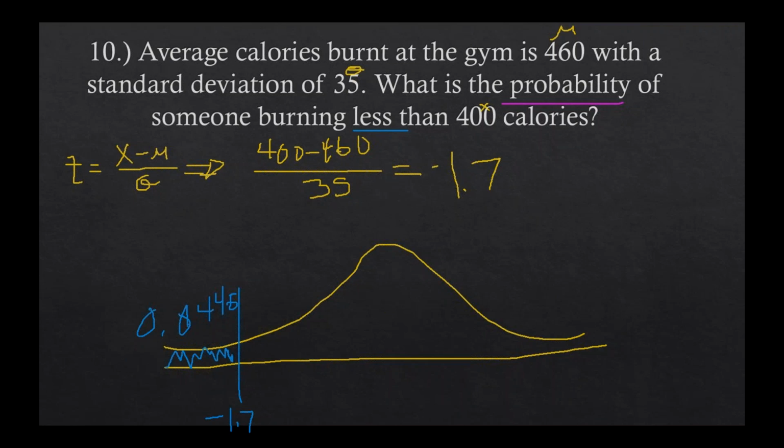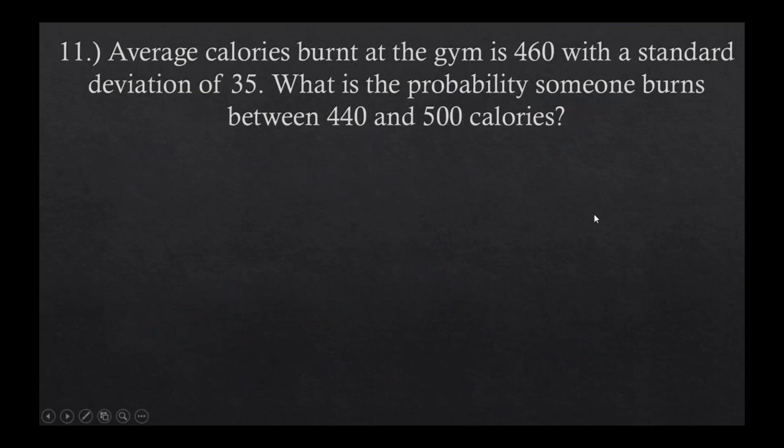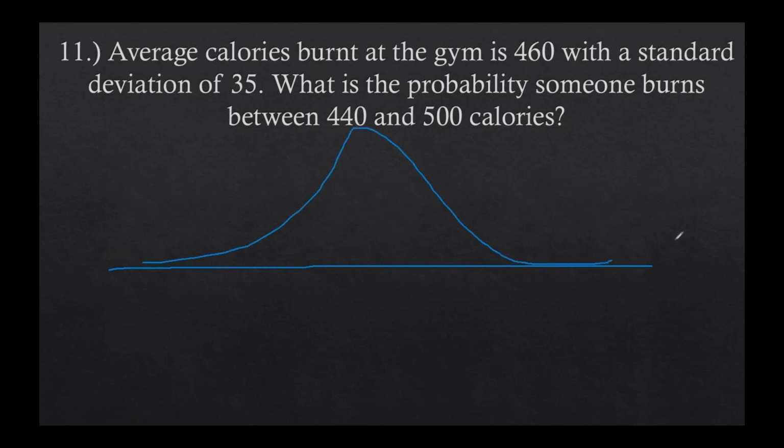Okay, I just have one more problem I would like to do, and this one is a little bit different. So I would like to do this one with you. The average calories burned at the gym, 460, standard deviation of 35. That's not changing. But now we're going to talk about the probability someone burns between 440 and 500. So if I'm drawing my picture here, I know that 460 is the mean, so that's like in the middle. 440 is going to be about right here, and 500 is going to be right here. I want to find this space in the middle.